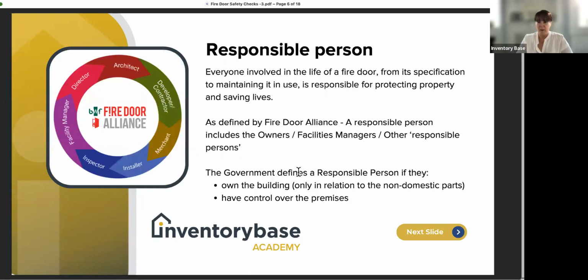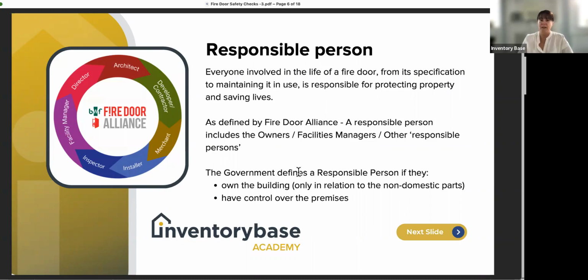So when we're talking about responsible persons, we've got 2 definitions shown here, and I've shown you the Fire Door Alliance definition because it's interesting that they see it as a holistic role. It's not just maybe one person, even though from the government point of view, they define a responsible person as someone who owns the building and has control over the premises.